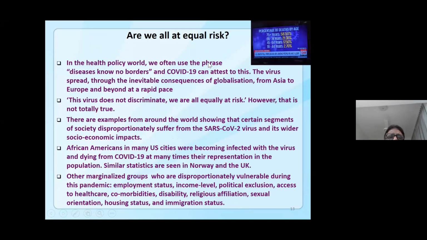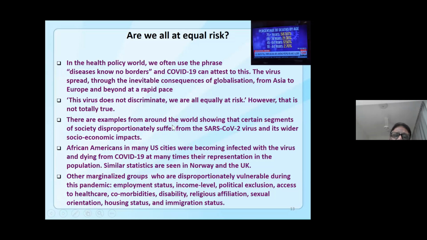So, are we all at equal risk? In the health policy world, we often use the phrase, diseases know no borders. And COVID-19 can attest to this. Today, more than 200 countries have been affected by COVID. The virus spread through inevitable consequences of globalization from Asia to Europe and beyond at a rapid pace. The virus does not discriminate. We are all equally at risk. However, that's not 100% true.